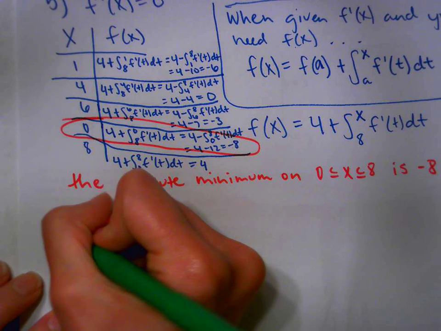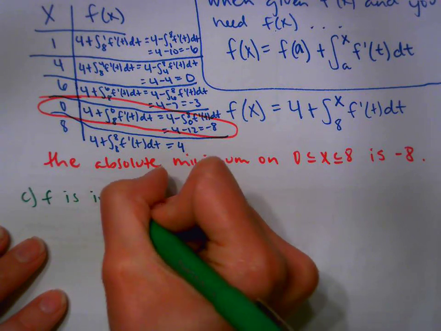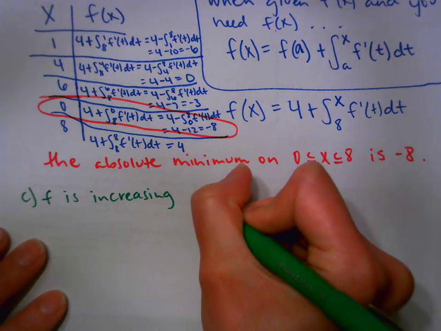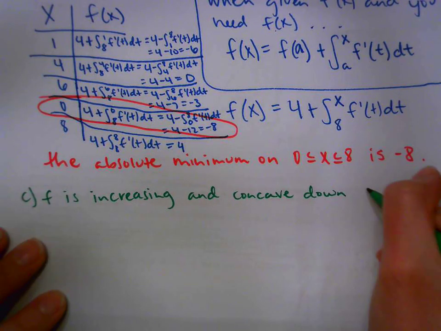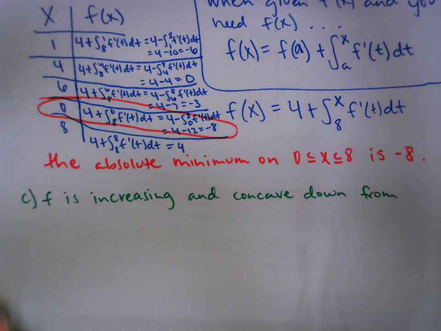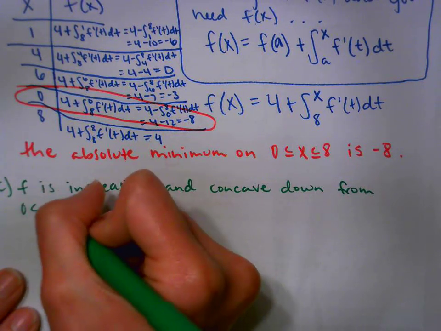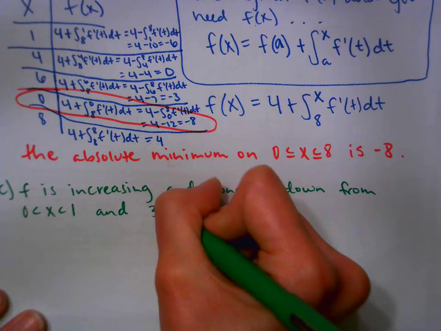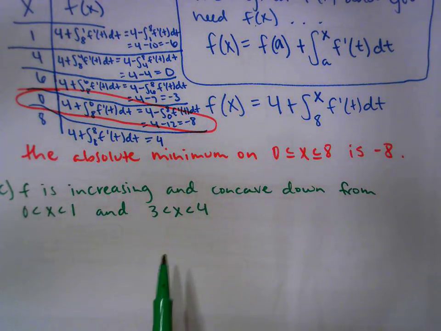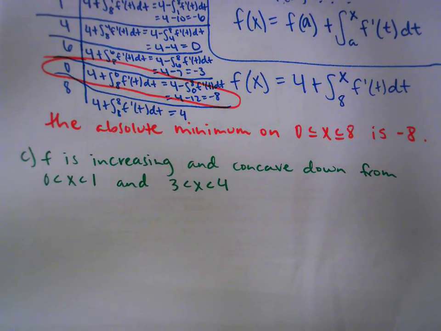So how I would word this is, first give your answer and then your justification. I'm going to say f is increasing and concave down from, and now you can write your interval in any notation you want, I'll stick with the one they use, from 0 to 1 and from 3 to 4. I would do open intervals. I wouldn't put an equal sign. But if you just use parentheses, 0, comma, 1, parentheses, comma, 3, 4, that would have been fine too.